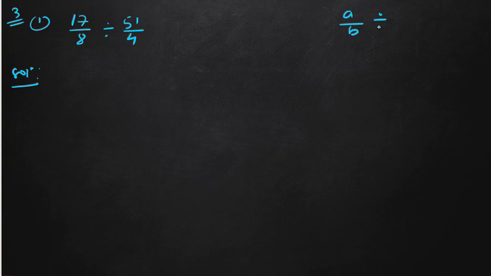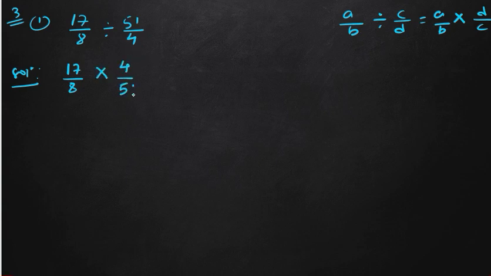If we divide a by b with a new rational number c by d, then what we do is make the first fraction fixed, convert the division to multiplication, and take the reciprocal of the second, that is, c by d becomes d by c. So 17 by 8 stays, the division converts to multiplication, and 51 by 4 becomes its reciprocal, 4 by 51. In this way we solve it.